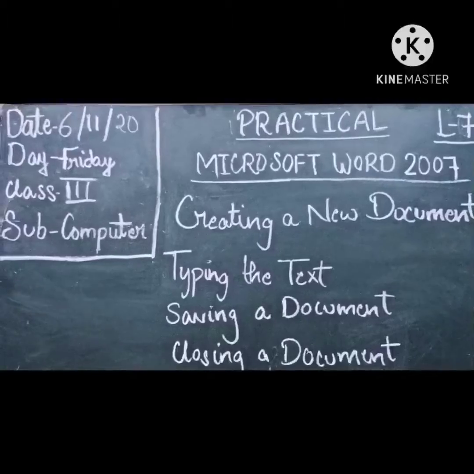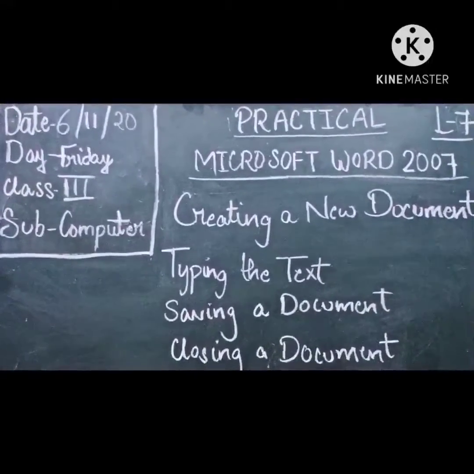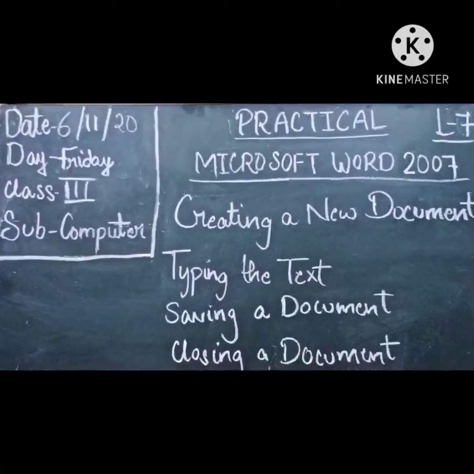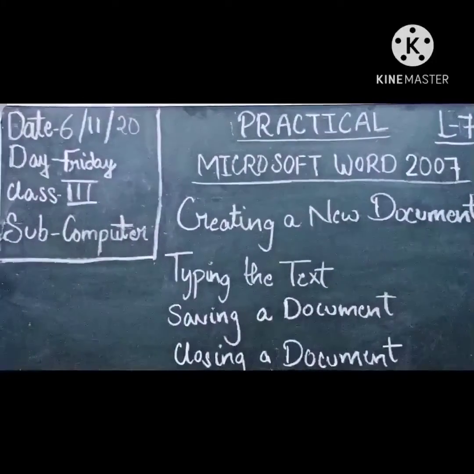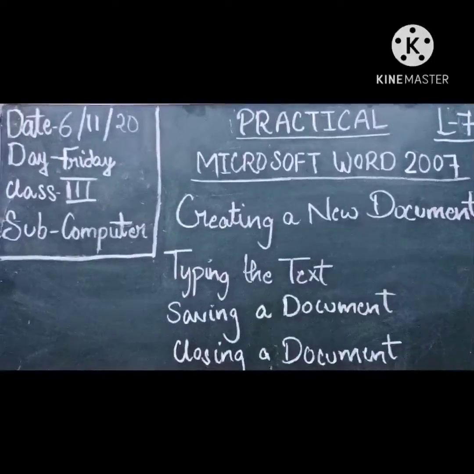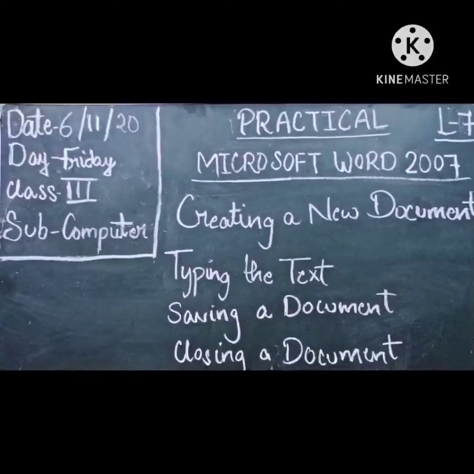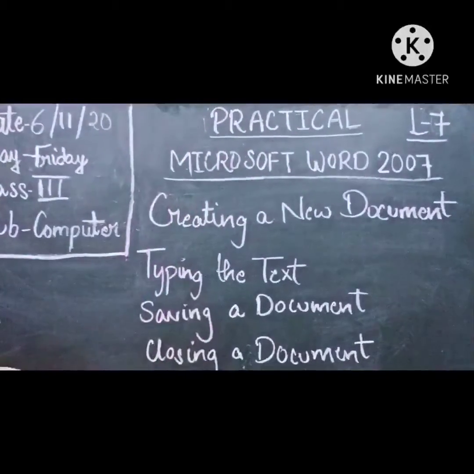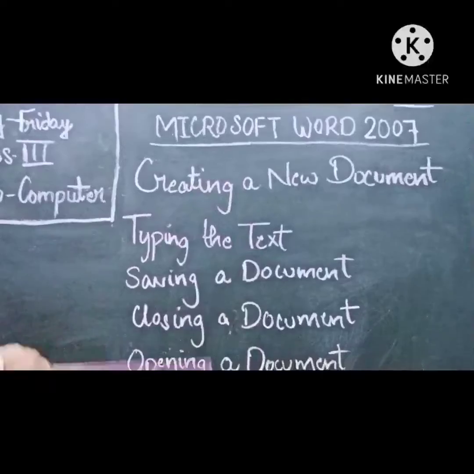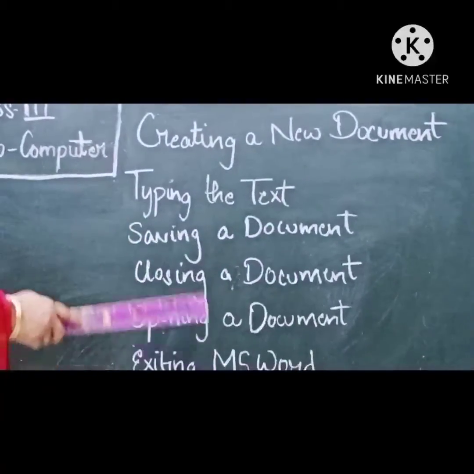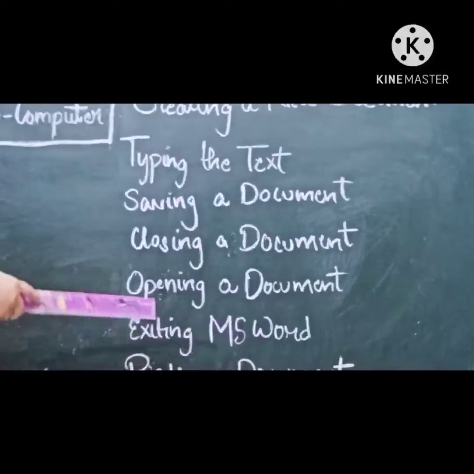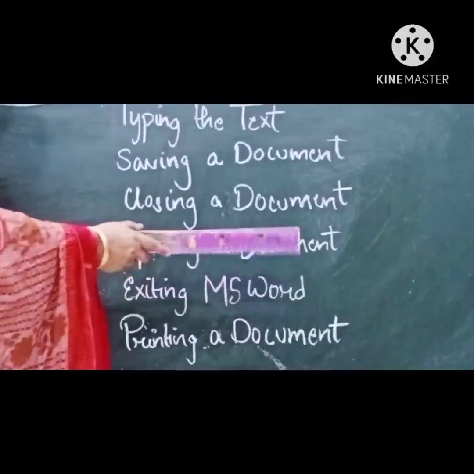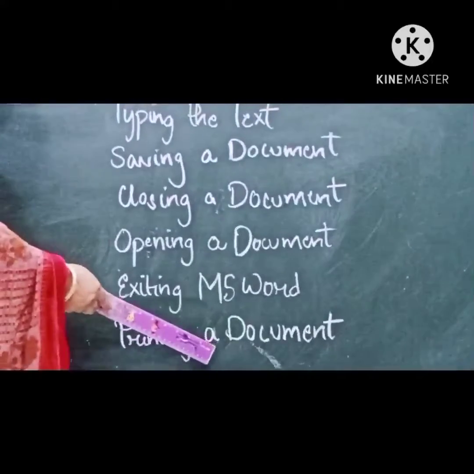Children, in the previous tutorial, I have explained to you about the components of MS Word 2007. Now children, in this practical, I will explain how to create a new document, type the text, save a document, close a document, open a document, exit from MS Word and print a document.